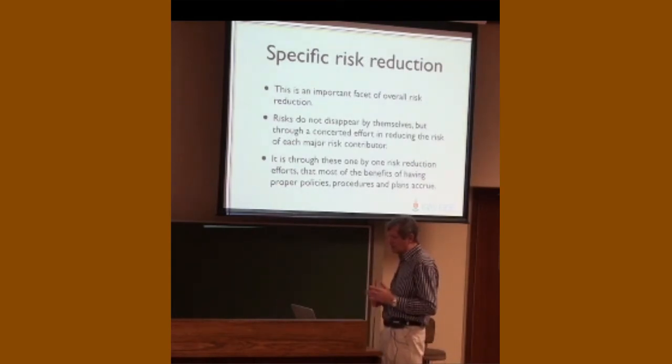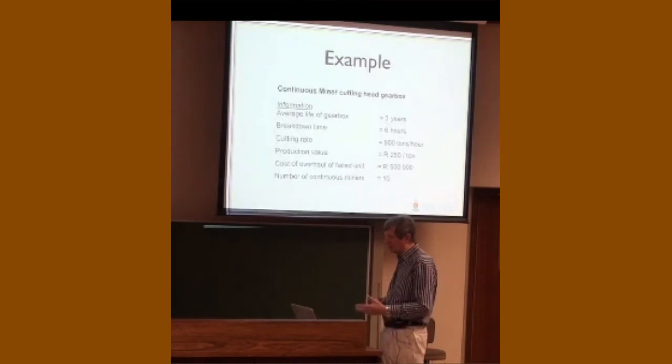We say that risks do not appear by themselves, but through a concerted effort in reducing the risk of each major risk contributor. It is through these one-by-one risk reduction efforts that most of the benefits of having proper policies, procedures, and plans accrue. So we have an example, just an example calculation.